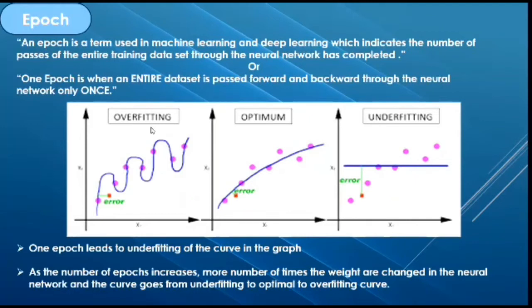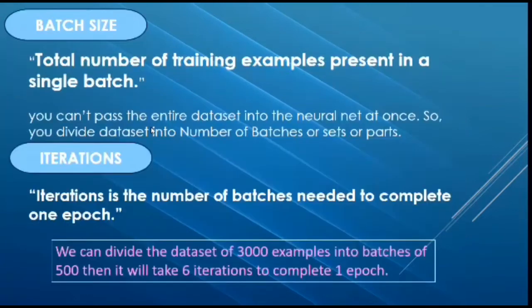So now we need to find the right number of epochs for our model to be accurate. Then we also need to know about something known as batch size and iterations. Batch size is basically the number of training examples present in a single batch. Iterations is the number of batches required to complete one epoch. So now let us understand these three terms with an example.